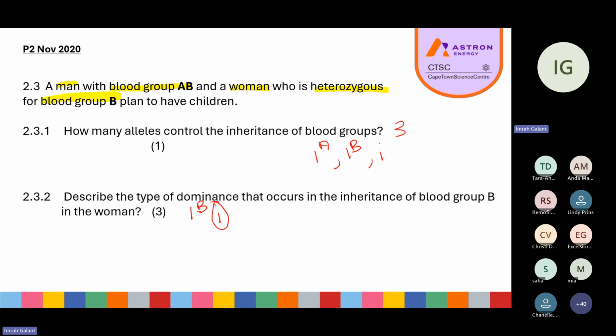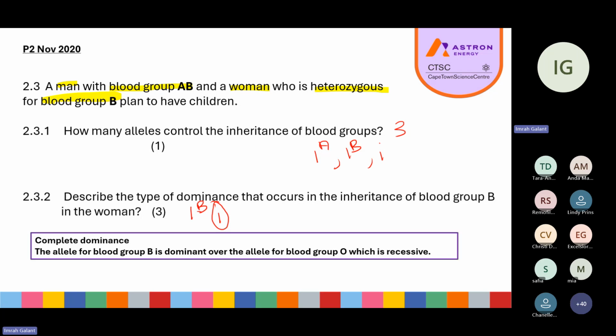In the man's case, his genotype is blood group AB, and there's no allele that is completely dominant over the other. In this case, allele A and allele B are co-dominant. In the case of the woman, she is heterozygous for blood group B. Blood group B is completely dominant over allele O, and allele O is a recessive allele. So how would you write that out? It's complete dominance. The allele for blood group B is completely dominant over the allele for blood group O, which is recessive.